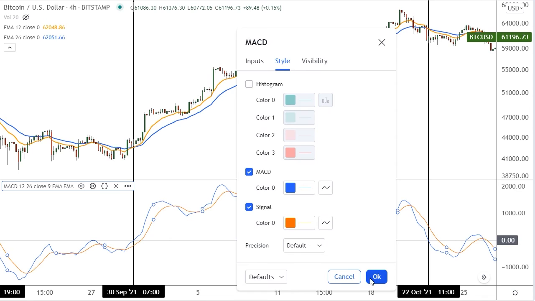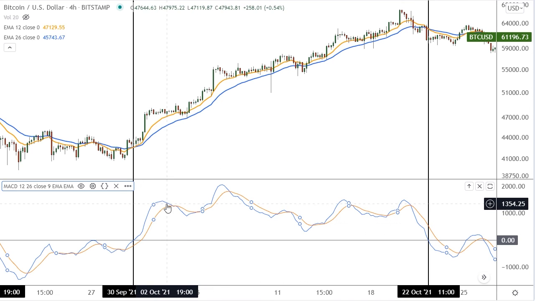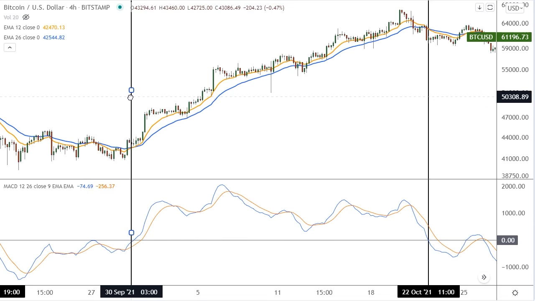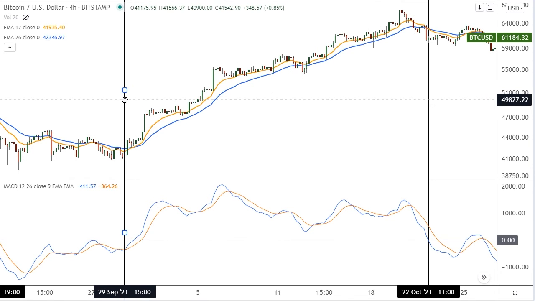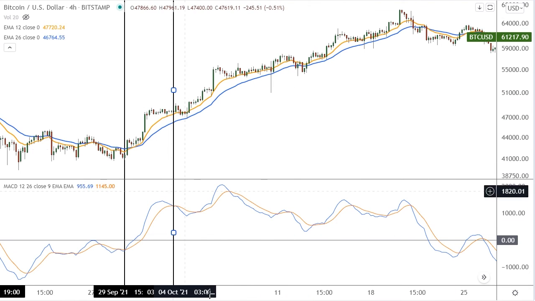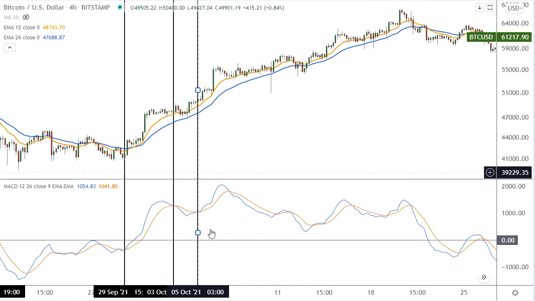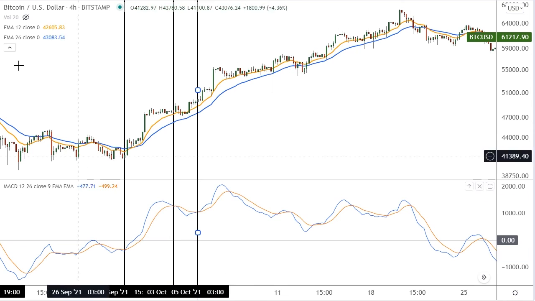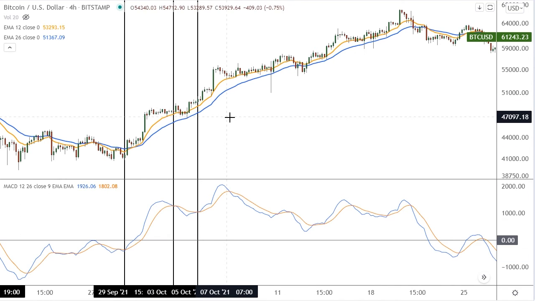Let me get rid of the histogram, and look at the MACD line and the signal line. So, for example, whenever you get the MACD line crossing above the signal line, right here, MACD crosses up above the signal line, that would be a buy signal. Whenever the MACD line crosses down below the signal line, that would be a sell signal. So this would be buy, this would be sell, and then this would be your next buy signal, and then this would be your next sell signal.